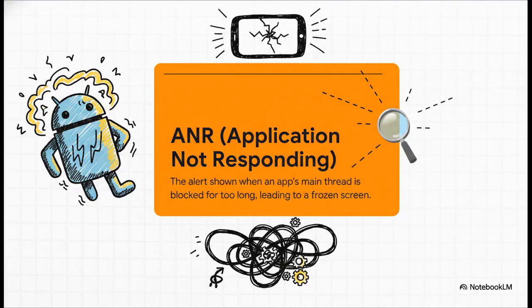Now, the most visible, most painful symptom of a performance crisis is this dreaded alert, the ANR, application not responding. This is basically Android's emergency system telling the user, hey, this app is completely frozen up. It happens when the main UI thread gets bogged down with some heavy task. And for a developer, well, it's a giant flashing red light that something is seriously wrong under the hood.